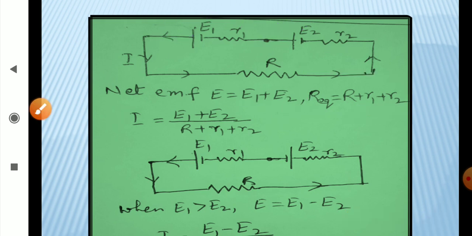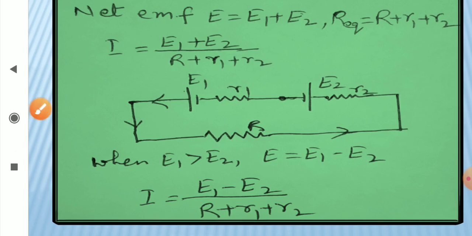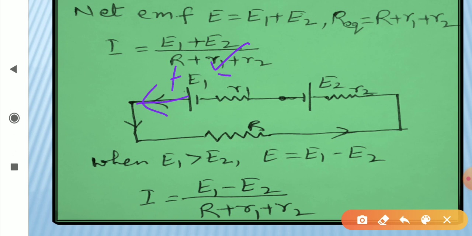Right. Now what if the cells do not give current along the same direction or they are connected in opposite directions? Like in this case, E1, its positive terminal, negative terminal, giving current along this direction. E2, positive terminal here, negative terminal here, giving current in the opposite direction. So E1 and E2 are in opposite directions. Now if E1 is greater than E2, then net EMF in the circuit will be E1 minus E2.